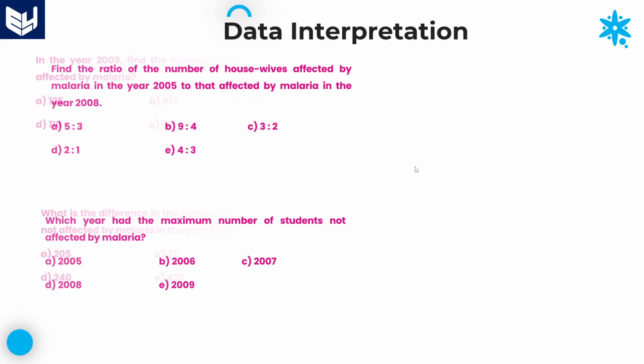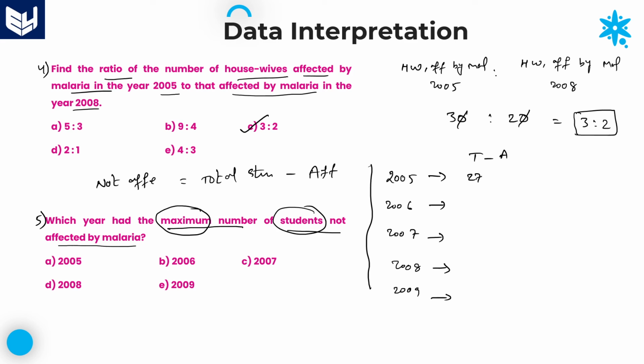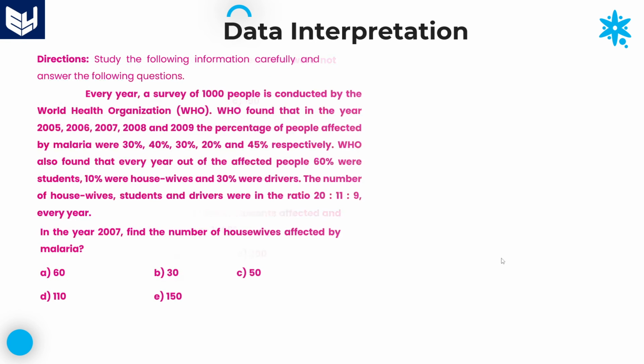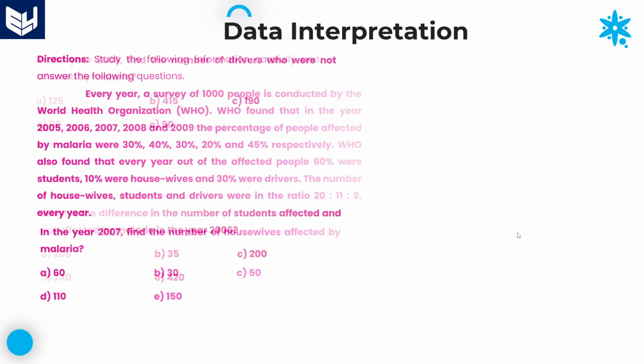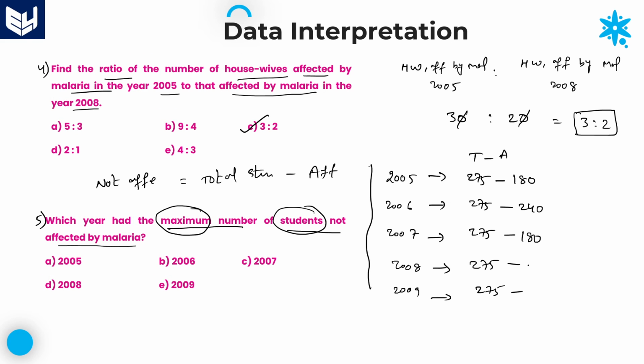First write down all the values. 275 is the total, and in each and every year, the total number of students is constant, 275. Now, coming to the first year, 180 members are affected. Second year, 240 members are affected. Third year, again 180 members are affected. Fourth year and fifth year, we'll check it out. What are the values? Number of students affected, 120 and 270.